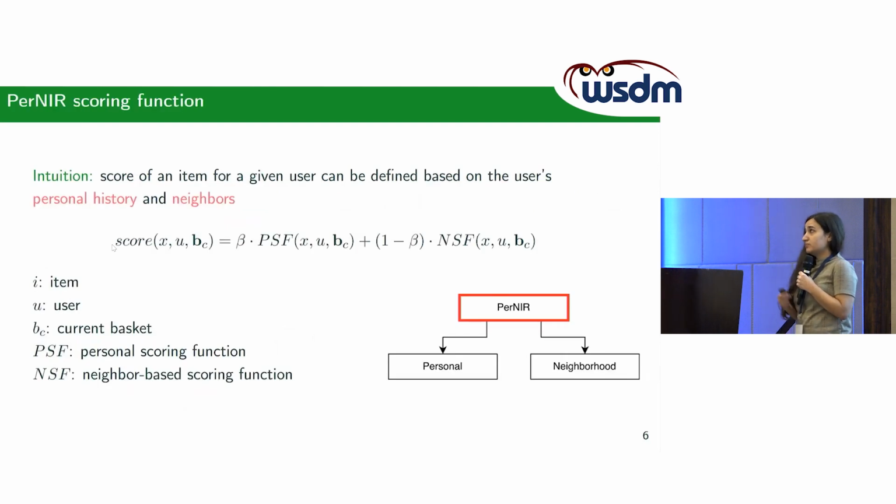The intuition behind the way we define PERNIR is that the score of an item can be computed based on how this user has consumed the item in the past and how the neighbors of this user have interacted with this item in the past. To do this, we define a linear combination of two scoring functions: the personal one and the neighborhood-based one. We combine these two scores to achieve the final recommendation score for a candidate item, given a user and the current basket.